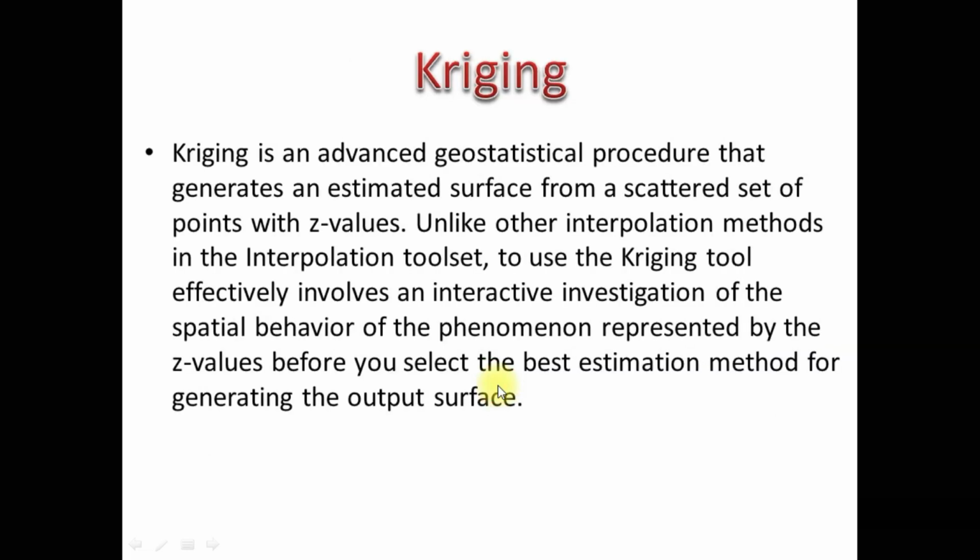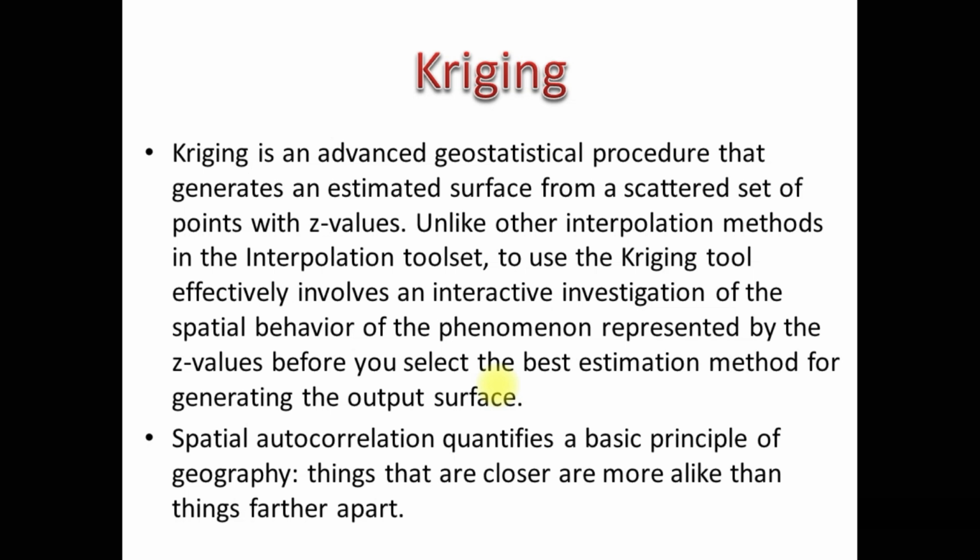So kriging. This refers to the geostatistical type of interpolation, right? Kriging is an advanced geostatistical procedure that generates an estimated surface from a scattered set of points with z-values. Unlike other interpolation methods in the interpolation toolset, to use the kriging tool effectively involves an interactive investigation of the spatial behavior of the phenomenon represented by the z-values before you select the best estimation method for generating the output surface.